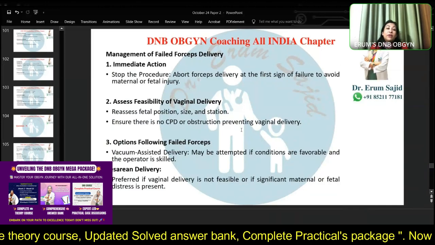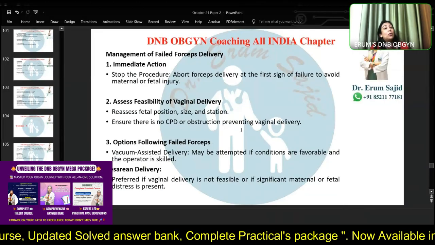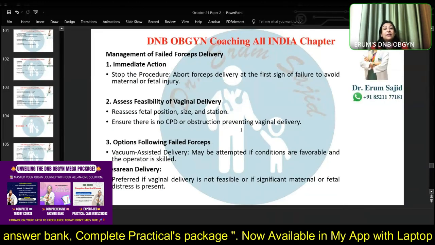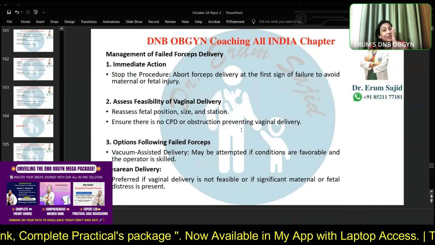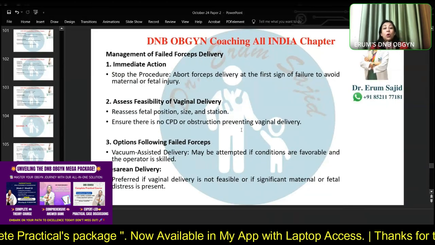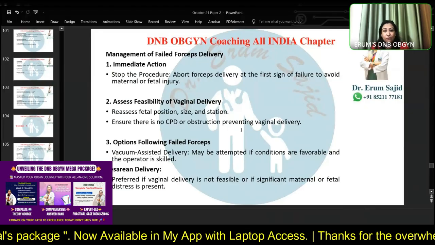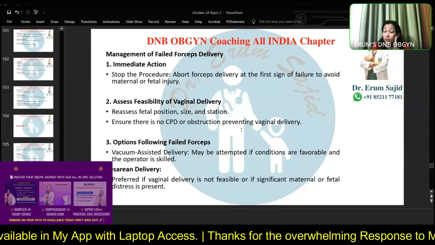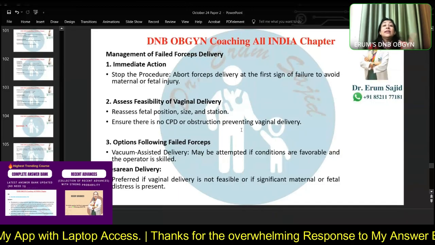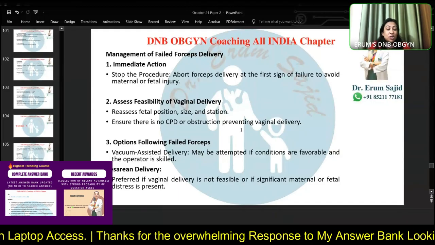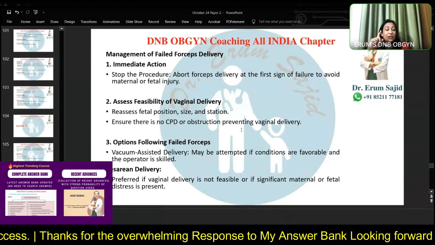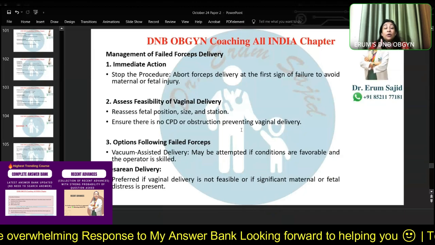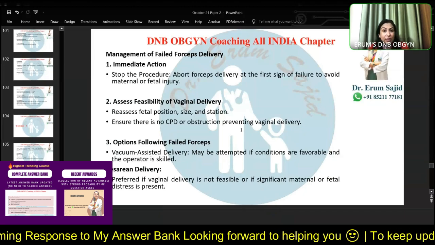So what do you do when that fails? My immediate action will be to call an anesthetist, give spinal anesthesia, and let's go ahead with a cesarean section. So one thing you can do is immediately abort the forceps delivery. The first sign of failure. Why? Because you do not want to give any injury to the mother or the fetus. Number one, most important. Number two, you reassess whether it was wrong application, whether it was wrong judgment of the fetal head, whether it was a wrong judgment of the fetal station, whether it was a wrong judgment of the rotation of the fetal head. What was wrong in that?